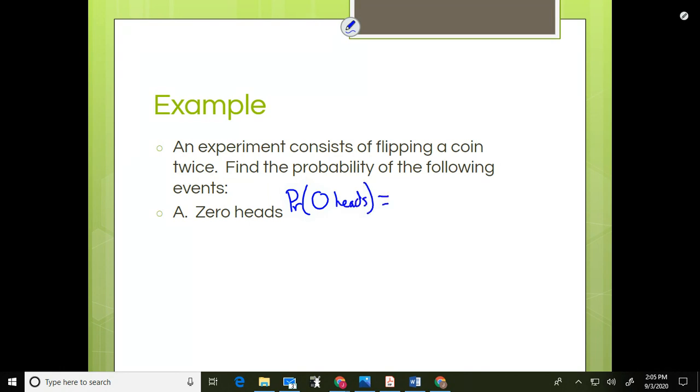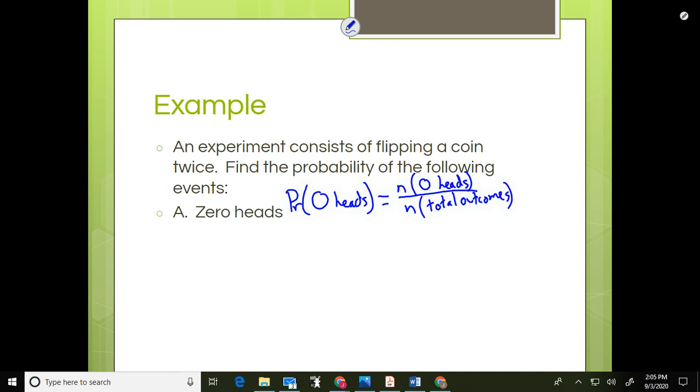So again, basically what this means is this is the number of ways we can get 0 heads, how many ways that can happen, divided by the number of ways in our sample space. So in other words, number of total outcomes. Okay?